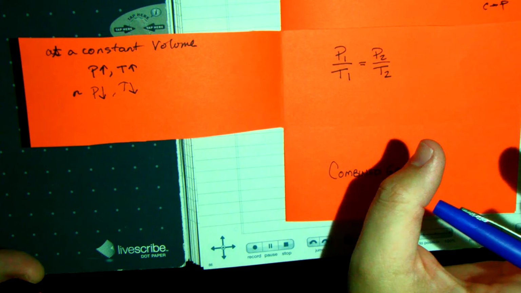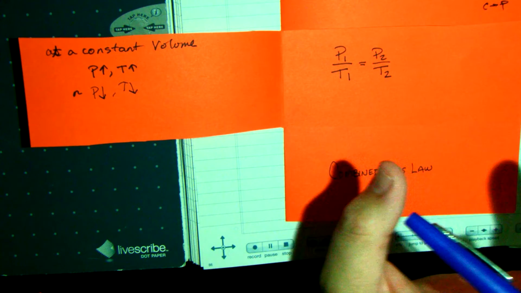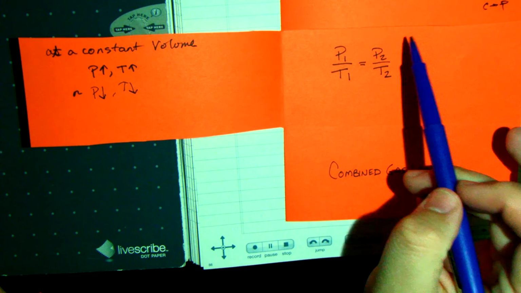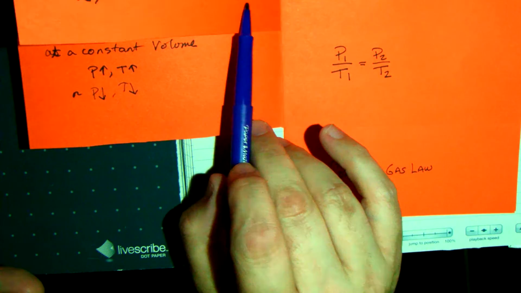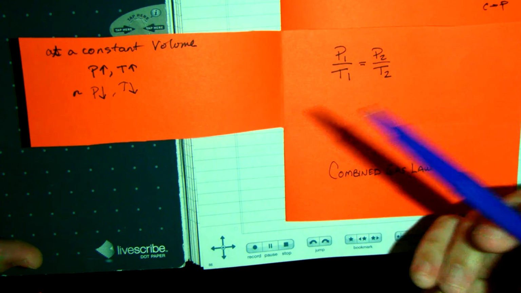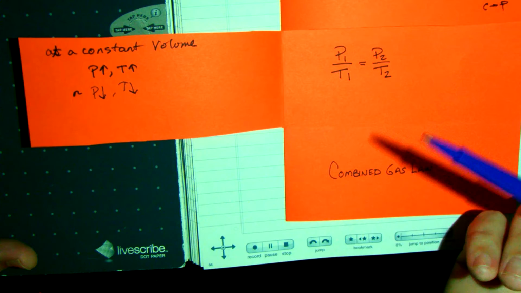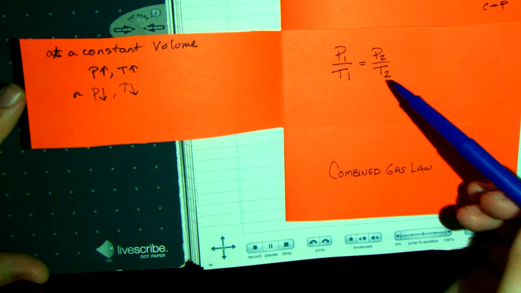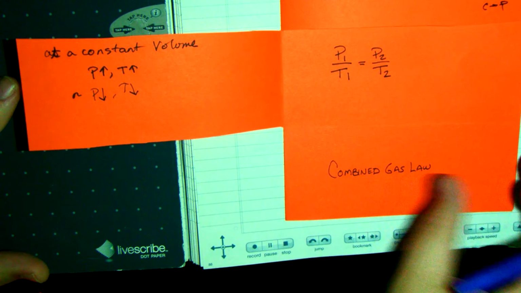Then you have V1 divided by T1 equals V2 divided by T2. And now you have P1 divided by T1 is equal to P2 divided by T2. Now, is everybody okay with these?